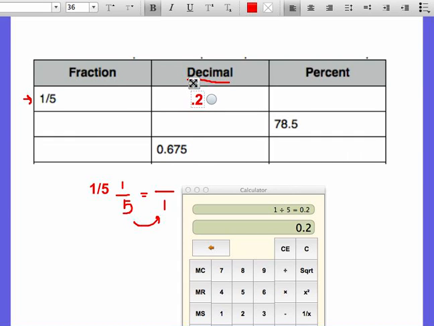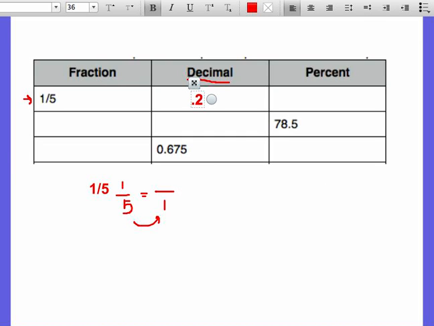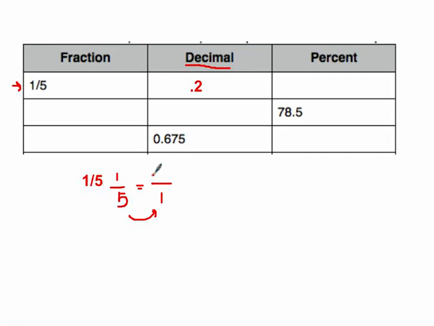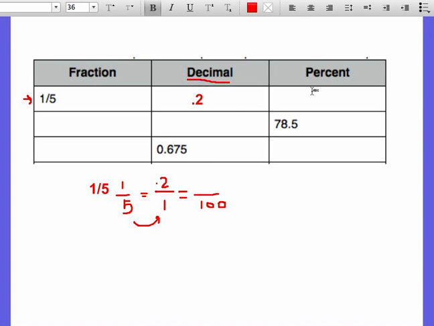As a percent now, it should be very simple by now to move from decimals to percents because decimals have a denominator of 1. Percents have a denominator of 100. So we're just multiplying by 100. So that would be 20%. Sometimes I've seen people just start referring to this 1/5 as 20. It's not. It's 20 per 100.